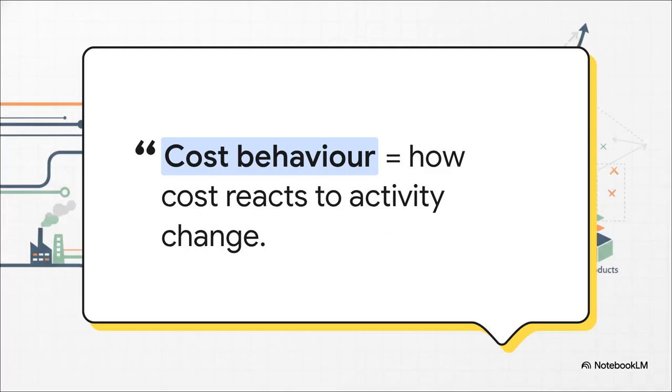Now lock this one-line summary into your brain right now. Cost behavior equals how cost reacts to activity change. Seriously, jot that down, highlight it, stick it on your fridge. This one single sentence is the ultimate building block for everything else we're covering in this explainer. It's the lens you absolutely must use for every scenario the examiner throws your way.